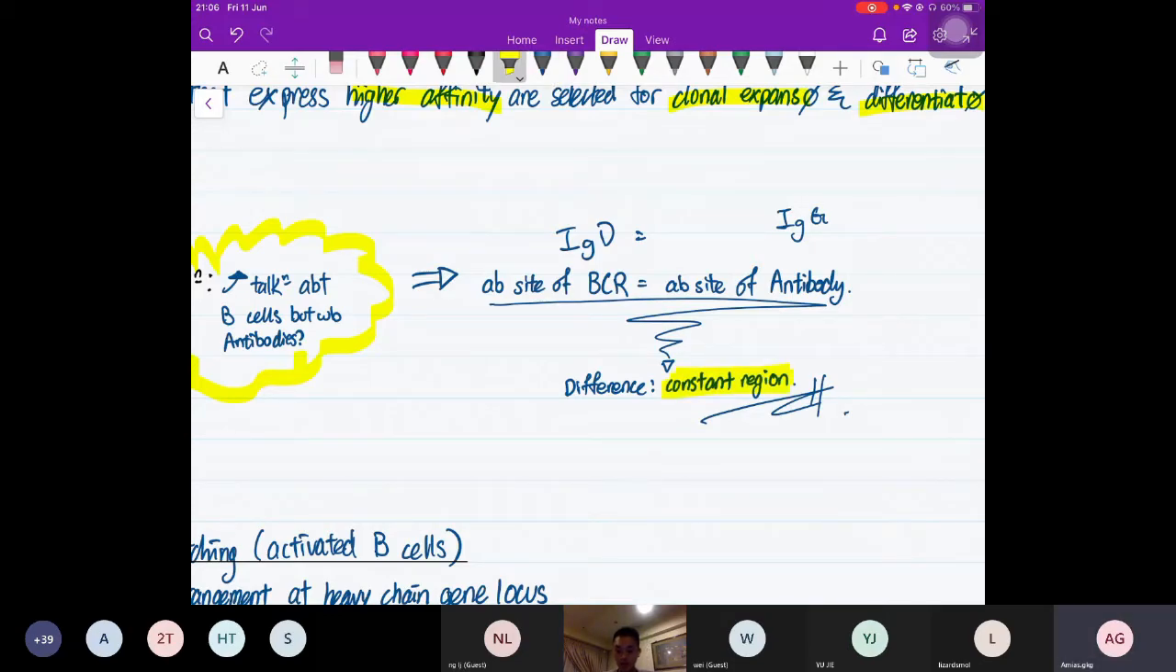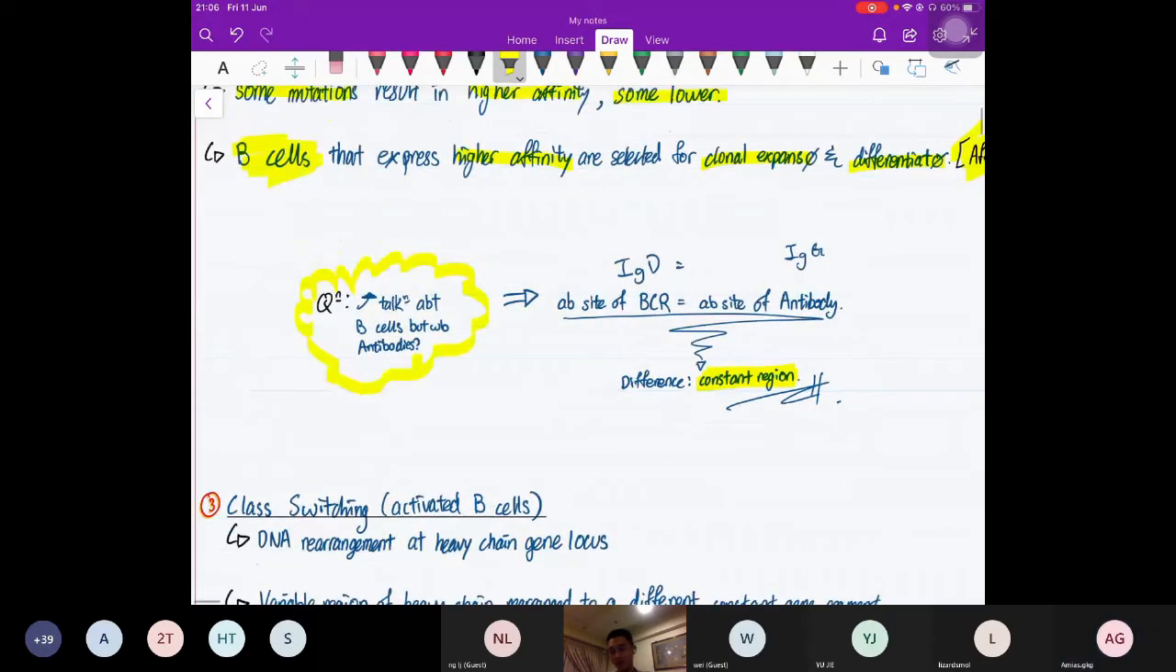And because of the difference in constant region, they have different functions. So your IgG, its function is an antibody. Is to agglutinate, is to opsonize, is to neutralize your pathogens. But the function of your IgD is to serve as a B cell receptor.